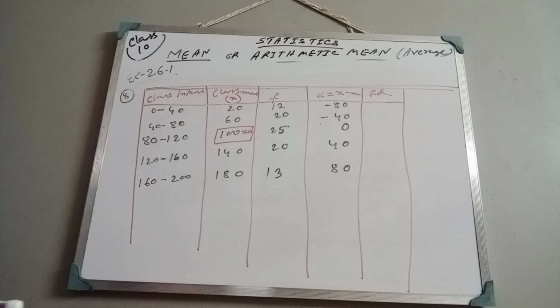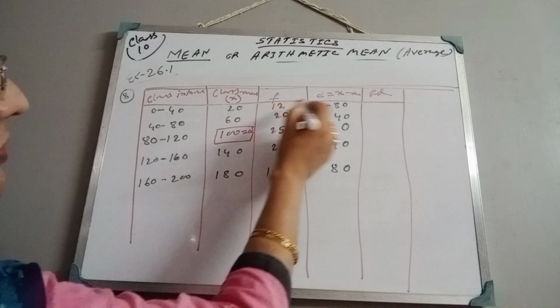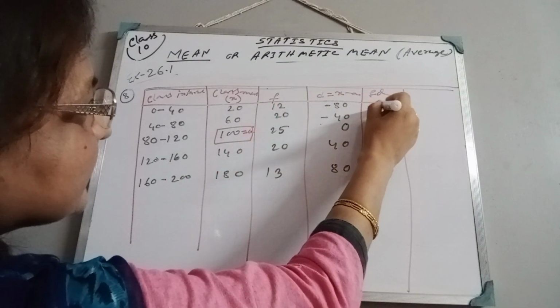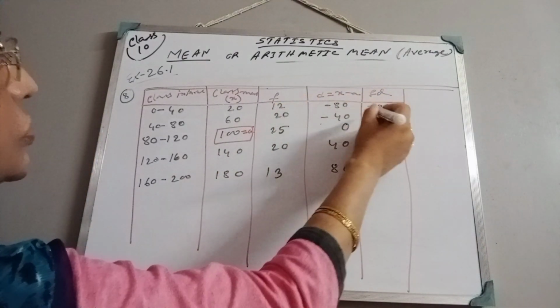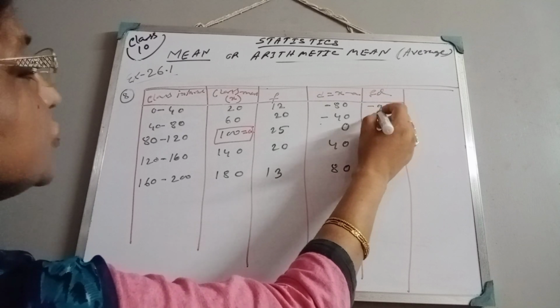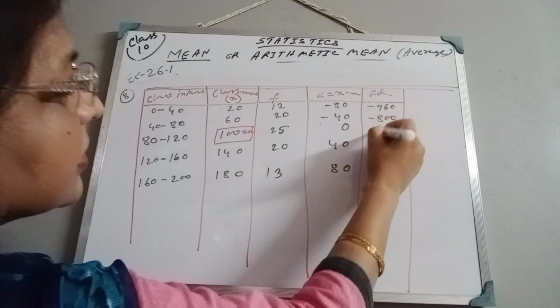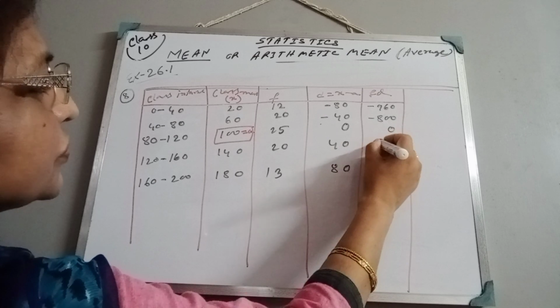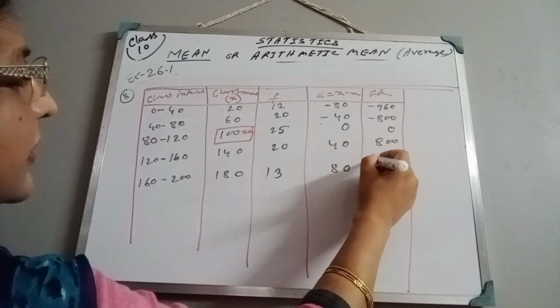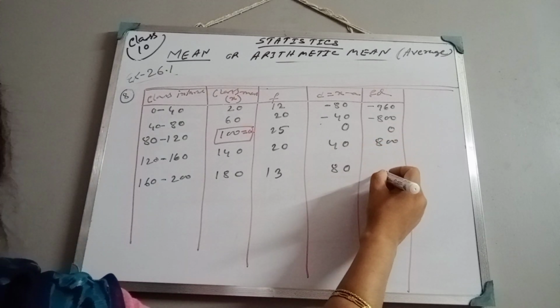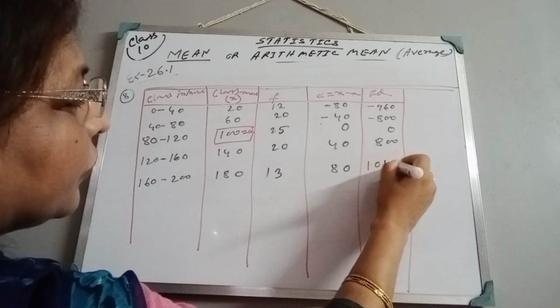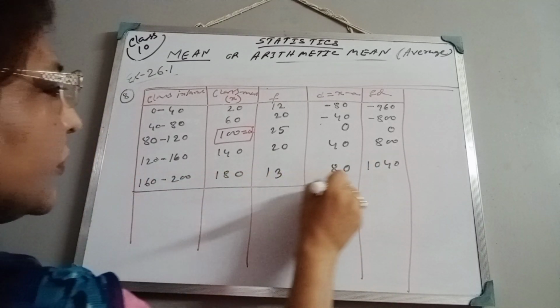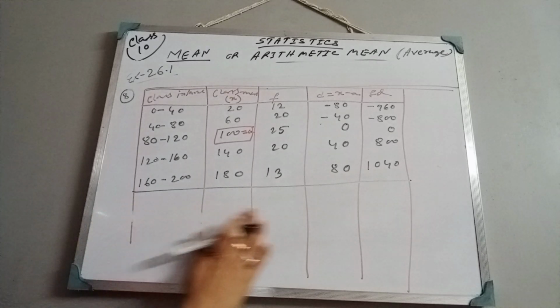Okay. Now, fd equals what? f into d. So 12 into minus 80, minus 960. Next, 20 into minus 40, that is minus 800. This part is 0. 4 twos are 8, again 800. 13 eights are 1040. I think now it is clear to you.